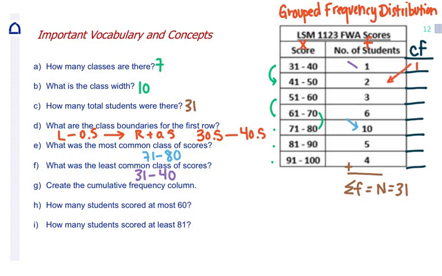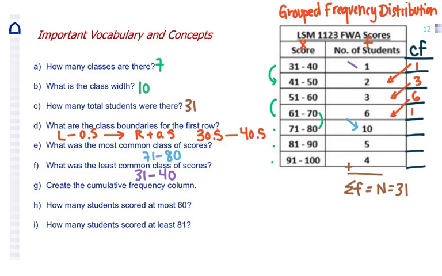Then you add the number that's in the next row. 1 plus 2 is 3. That means in the first 2 rows total there are 3 people. Then you add the frequency in the next row. 3 plus 3 is 6. In the first 3 rows there are 6 people total.